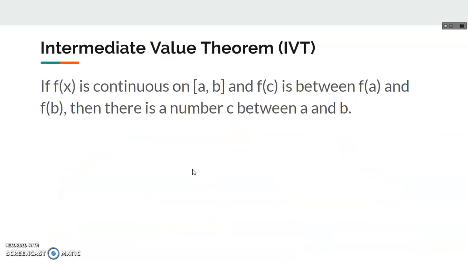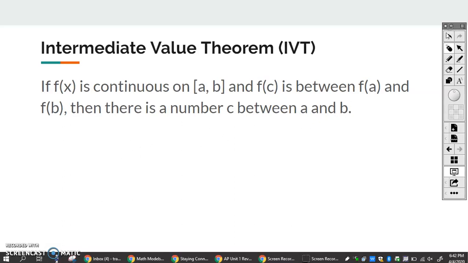The last thing I want to talk about is 2 theorems. The first one is IVT, or the intermediate value theorem. This is the easiest one in my opinion. As long as f of x is continuous between a and b, and f of c is between f of a and f of b, then there is a number c between a and b.